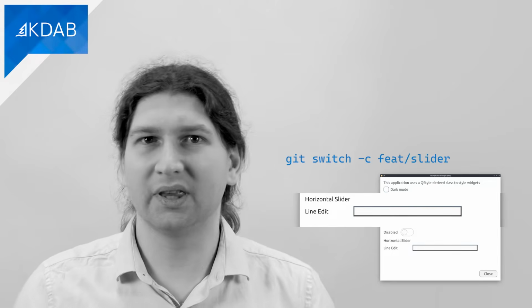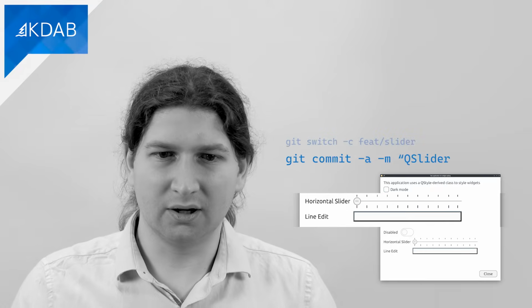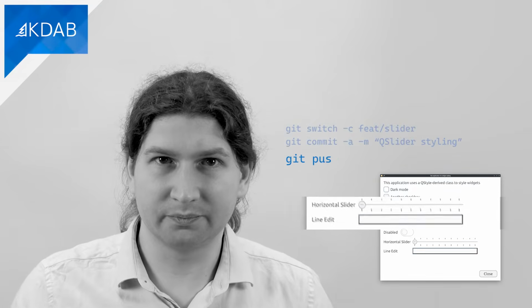Let's pretend that you're working on the styling for your application. For the sake of example, we will reuse the test application we built for previous QStyle videos. We want to add styling for sliders and line edits. In a typical Git workflow, you would start from main, create a new branch named slider, and start working on that. When you're done, you push.